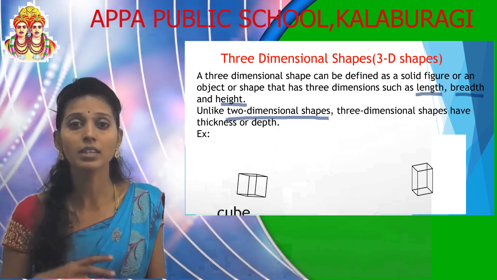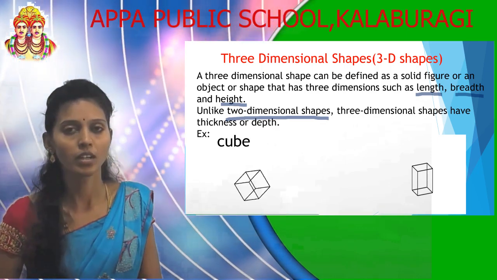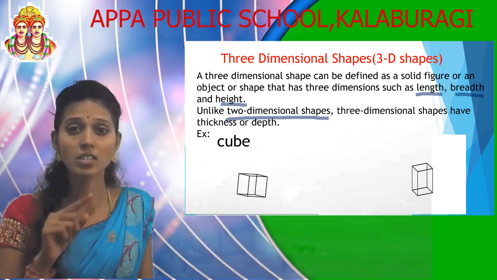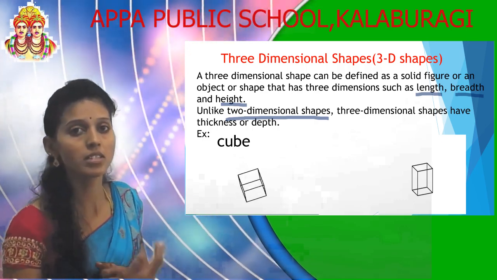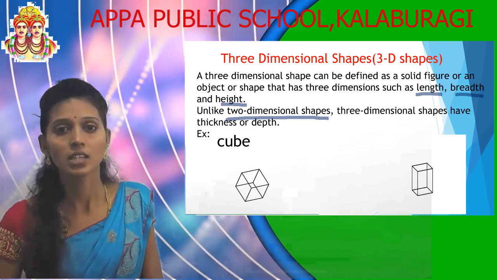First, let me give the examples along with the shapes. First, we'll go to cube. See, this is a cube. This will be having 6 square faces, right? 6 square faces, 12 vertices, 8 edges, isn't it?